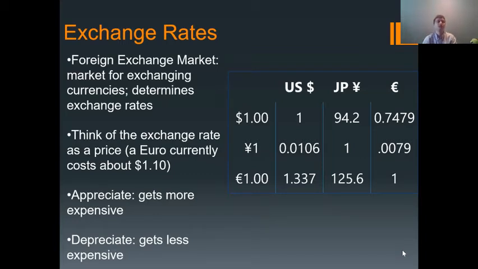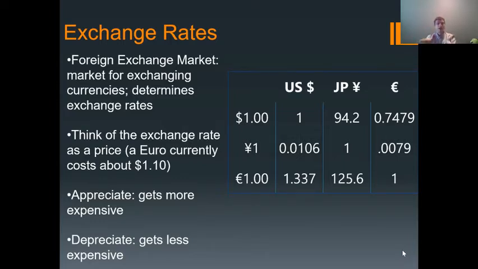So if something is produced in the US, you have to buy it using US dollars. If something is produced in Japan, you have to buy it with yen. So that's how you have to think of this. You have to take your US dollars and exchange it for the yen to buy something from Japan. So that's what the foreign exchange market is. And when we're looking at exchange rates, it's really about the cost of purchasing the other currency.